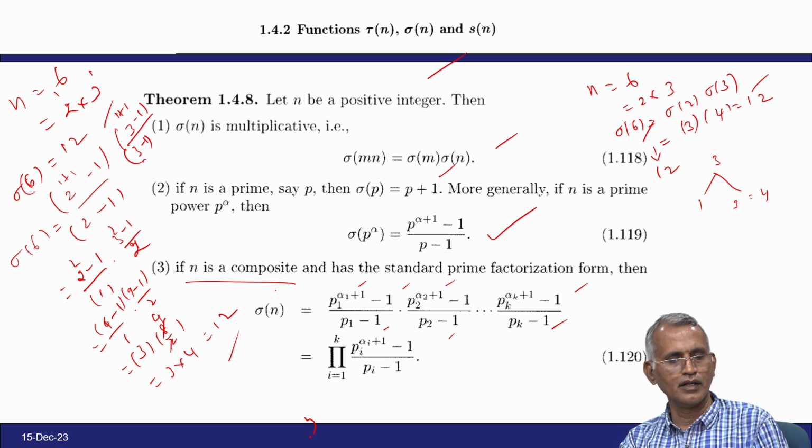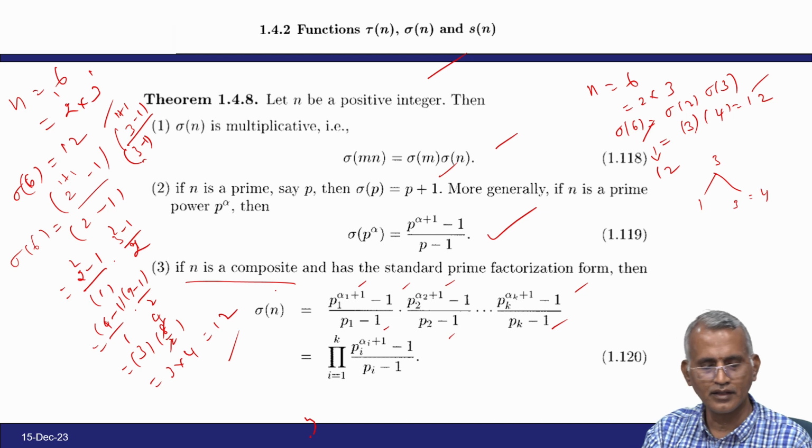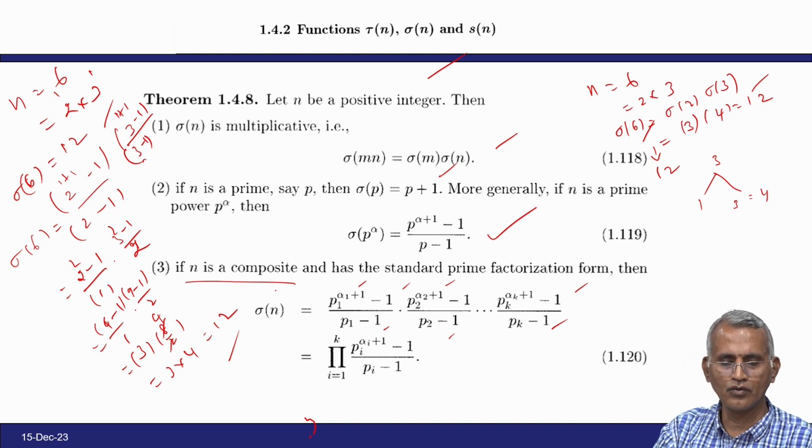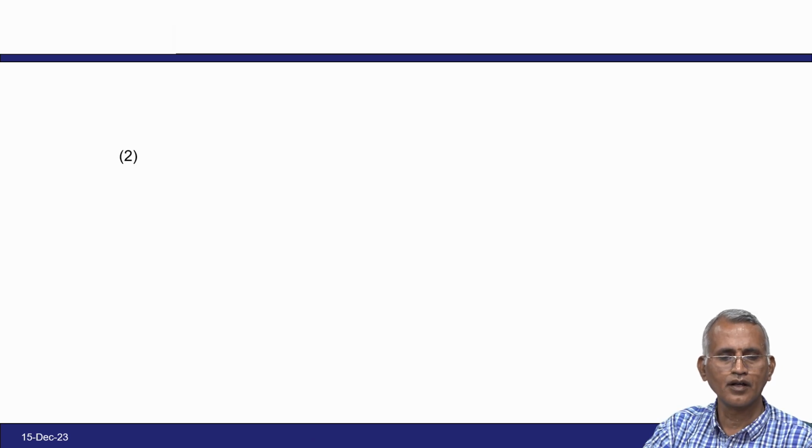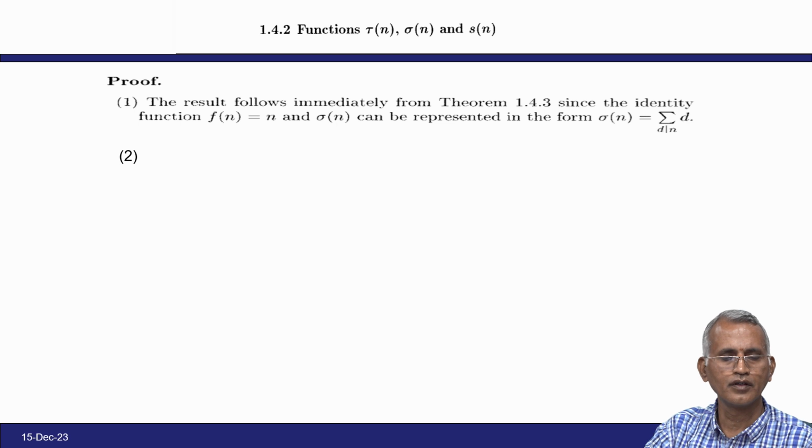So, in general we can write the product for i equal to 1 to k of (p_i to the power alpha_i plus 1 minus 1)/(p_i minus 1), like that. So, this is a way we can write sigma of n. Now, we have a proof.